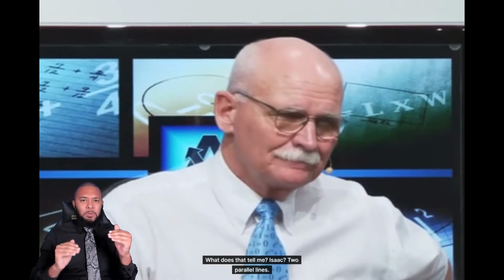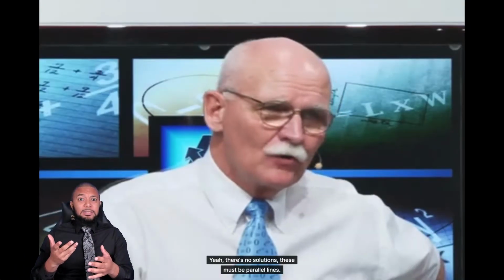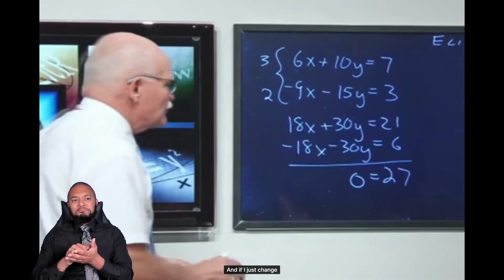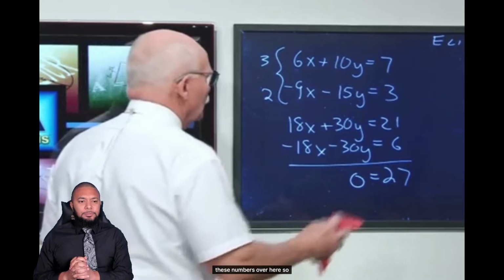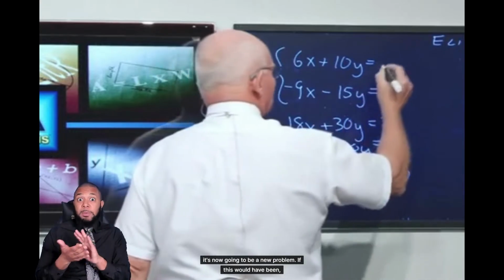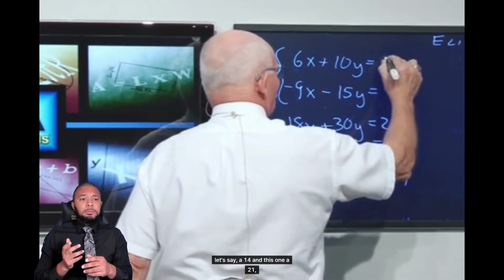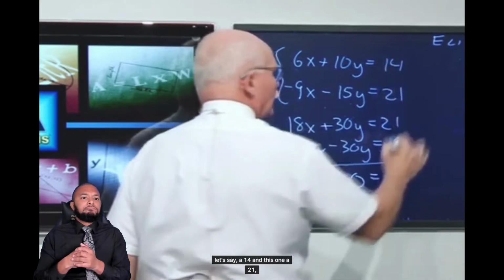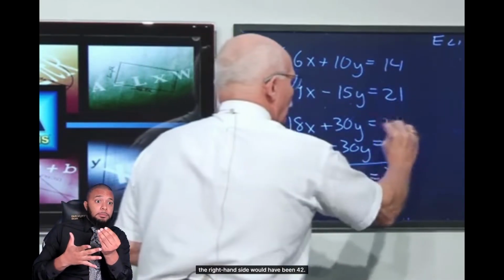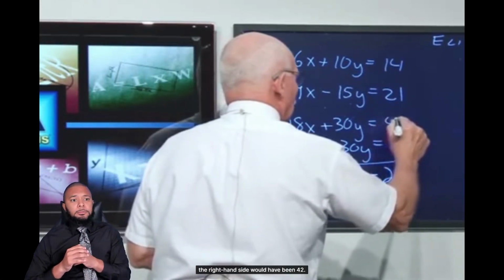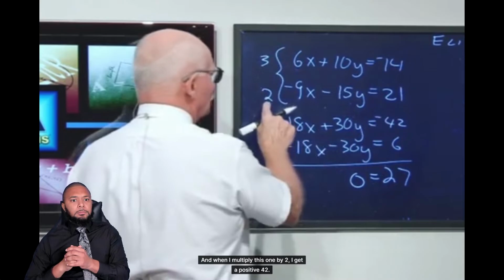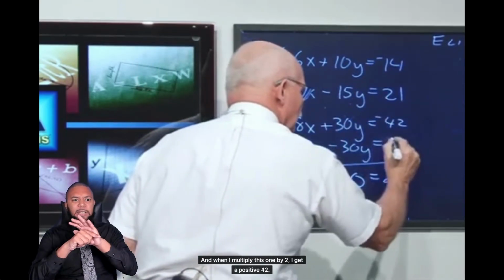What does that tell me? Two parallel lines. Yeah, there's no solutions. These must be parallel lines. Okay? And if I just change these numbers over here, so it's now going to be a new problem. If this would have been, let's say, a 14 and this one a 21, then when I multiply this one by 3, the right-hand side would have been 42. Oh, I guess I better make one of them negative. And when I multiply this one by 2, I get a positive 42.